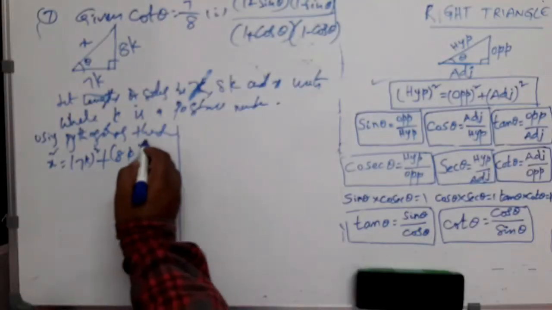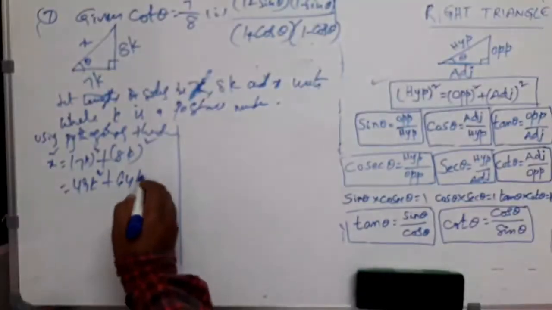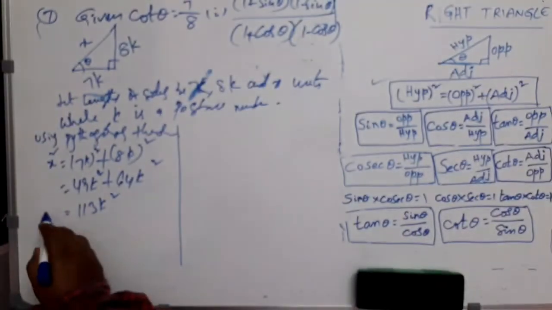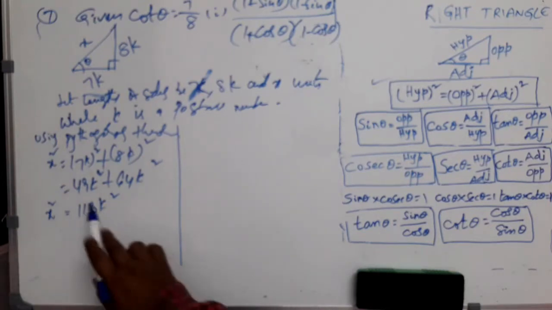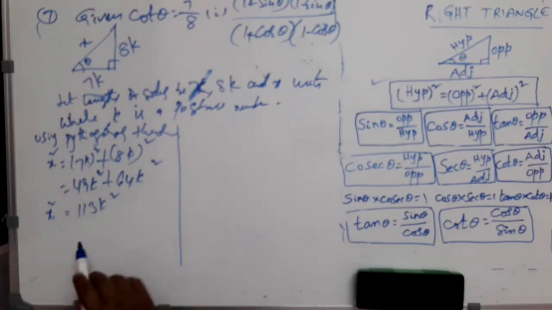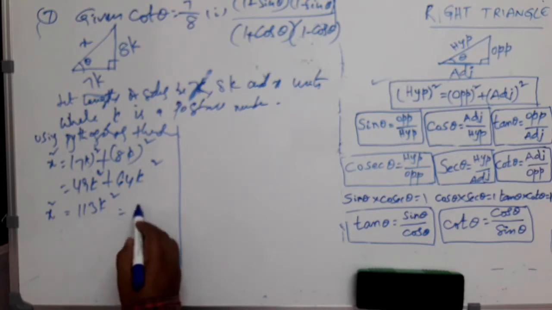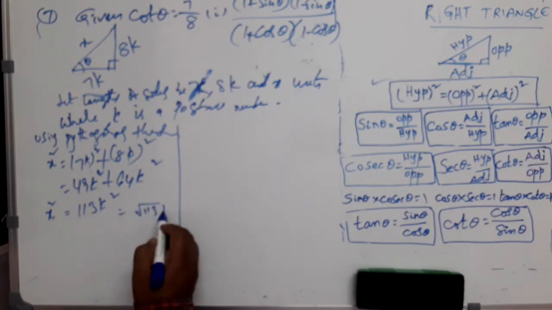Plus 8k whole square. This is 49k square plus 64k square, right? Simplify further, what do you get? 113k square, right? 49 plus 64 is 113 only, right? 113 whole square. So this can be written as root 113 into k whole square, right?